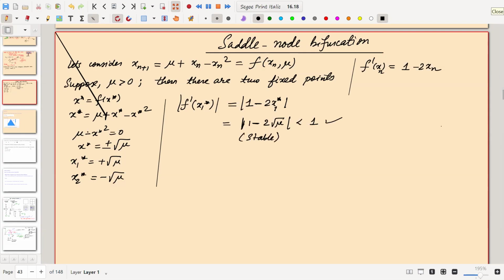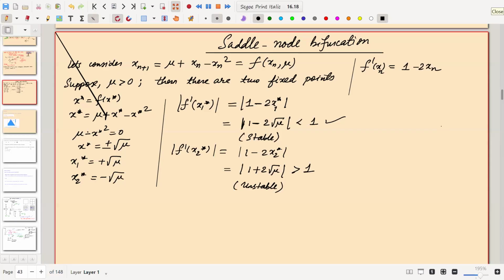Right? Good. Now can we go to the next fixed point x2 star? Similarly 1 minus 2x2 star, right? So what will it be? 1 plus 2 root mu. This is always greater than 1. Always greater than 1. So always unstable. Isn't it? Is it clear? Since the derivative is greater than 1, irrespective of mu, it is always unstable, right?